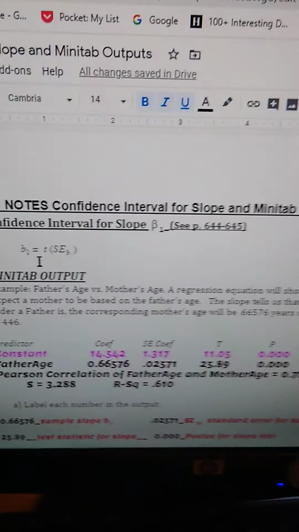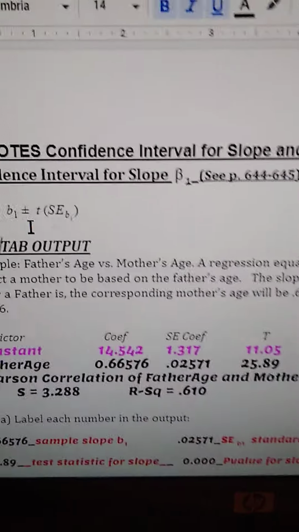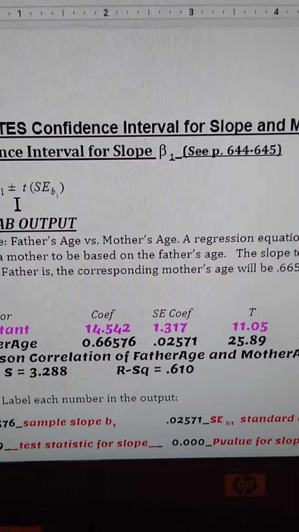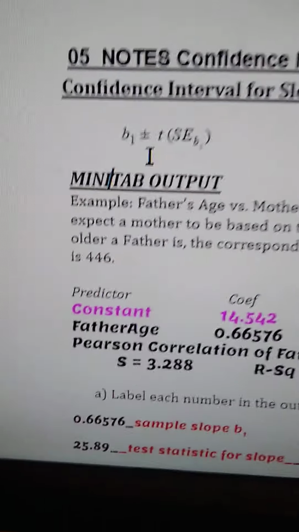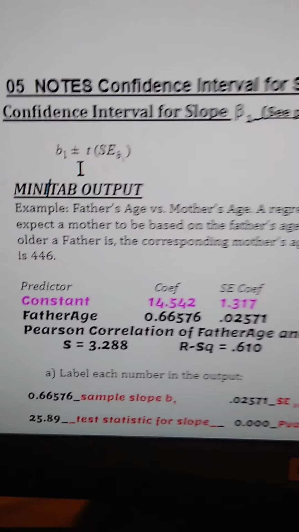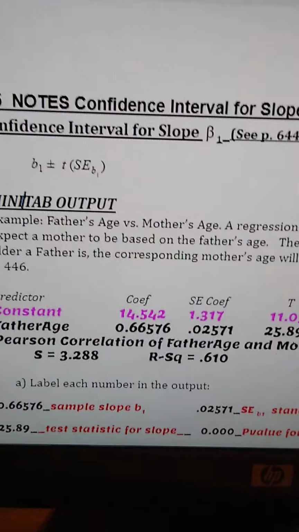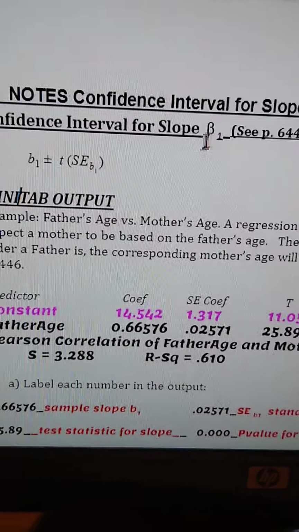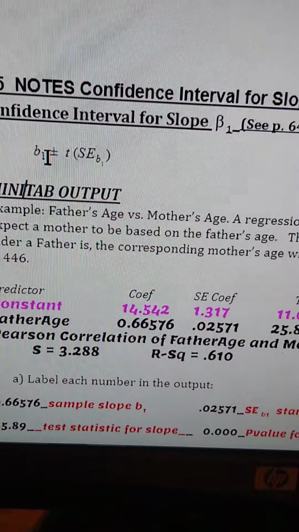This is a video on how to do a confidence interval for slope and how to read Minitab outputs for slope hypothesis tests. The confidence interval for slope is very similar to other formulas. It's found on pages 644, 645. There's an example there as well.